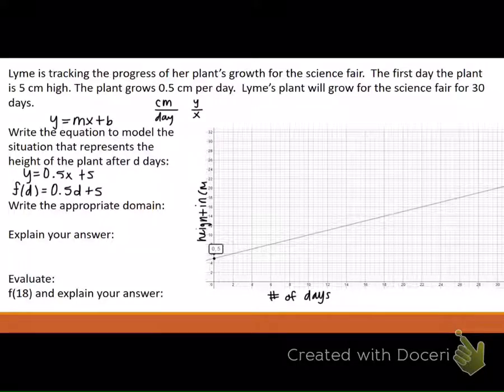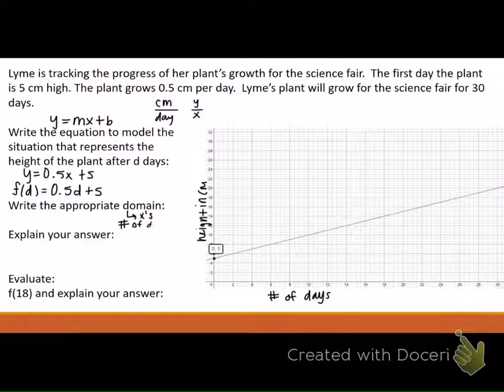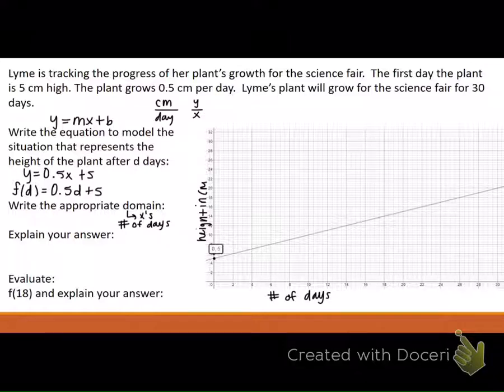Okay, what is the appropriate domain? So first of all, remember, domain is the X's, and in this case, what are our X's representing? Per day. So which one is it? Growth or days? It's the number of days, right? So we're talking about the number of days that Lime is looking at her plant. So she starts at day 0, right? And then she does it for 30 days, right? So would that be 29 or 30 then, if she's doing it for 30 days and we're starting at 0?